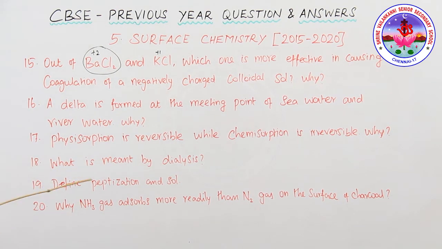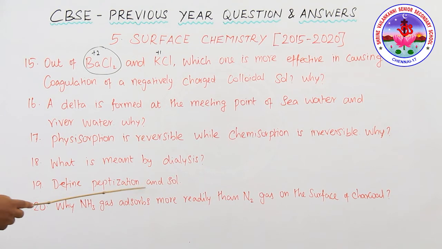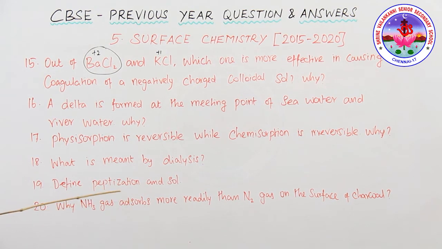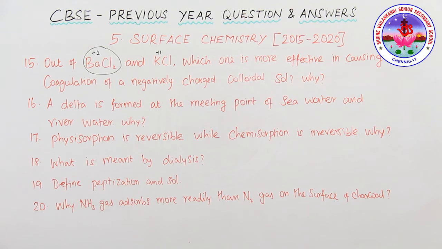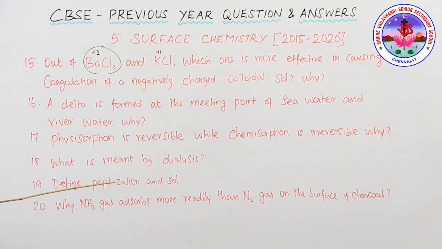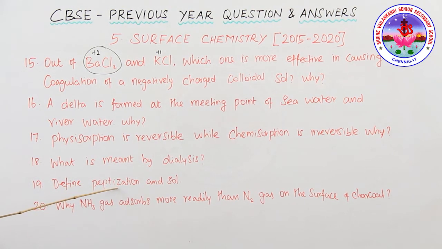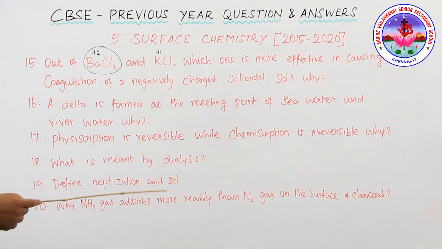Then, define peptization and sol. First, I will tell you the definition of peptization. Peptization is converting freshly prepared precipitate into colloidal form in the presence of a stabilizing agent. I will repeat this: a process of converting freshly prepared precipitate into colloidal solution in the presence of a stabilizing agent. So, this is called peptization.